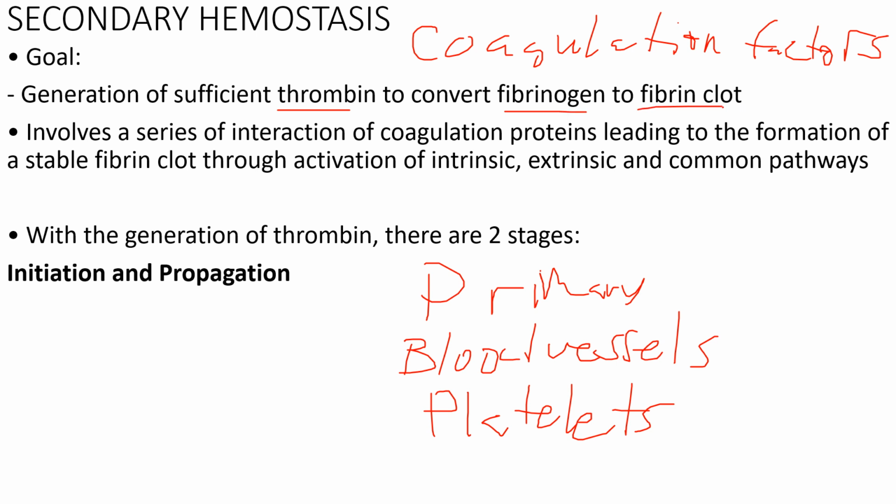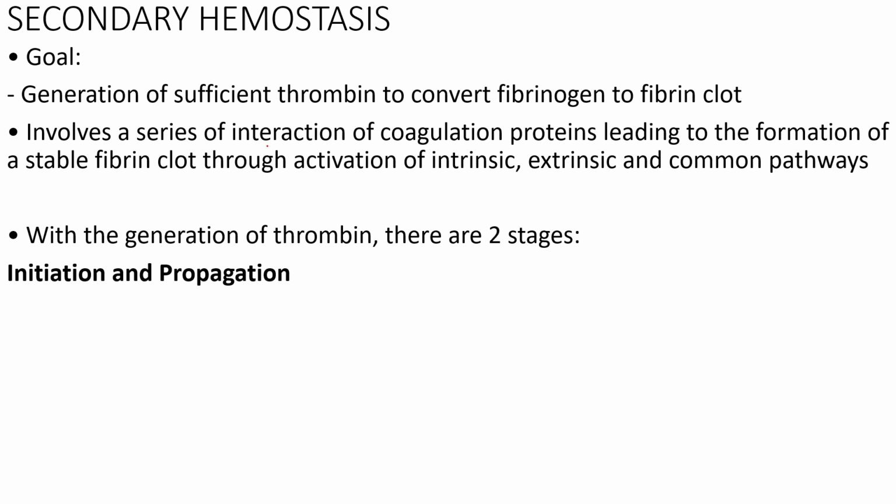a fibrin clot. Because remember, class, if you suffer from an injury, the end product should be the formation of a stable fibrin clot. Now, the secondary hemostasis would involve a series of interactions of coagulation proteins leading to the formation of a stable fibrin clot through activation of the intrinsic, extrinsic, and common pathways. Now, with the generation of thrombin, there are two stages: the initiation and the propagation.